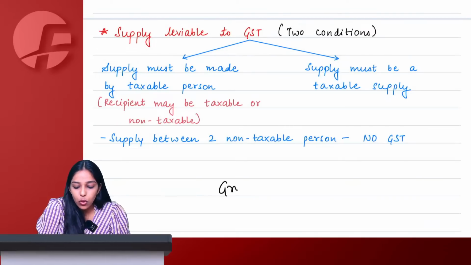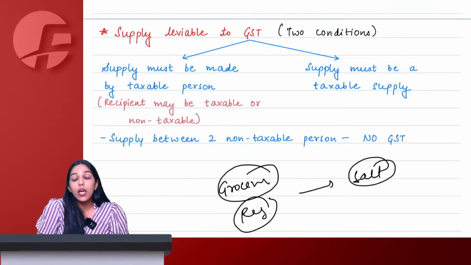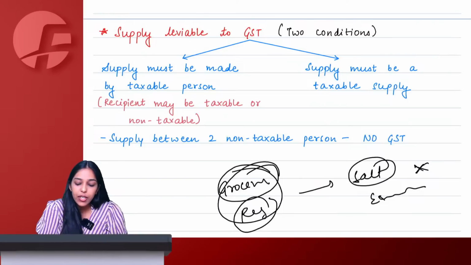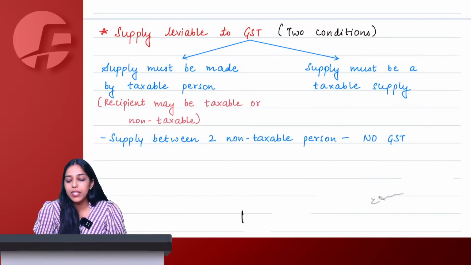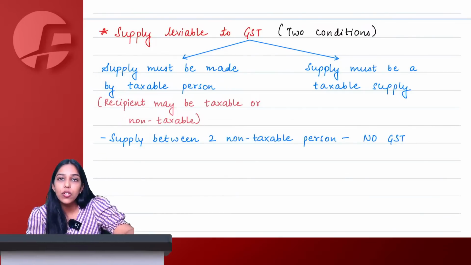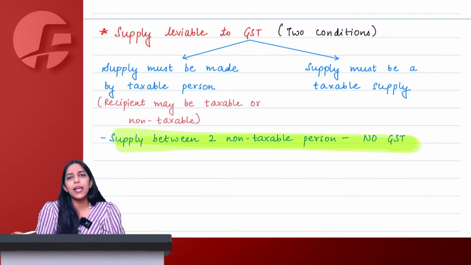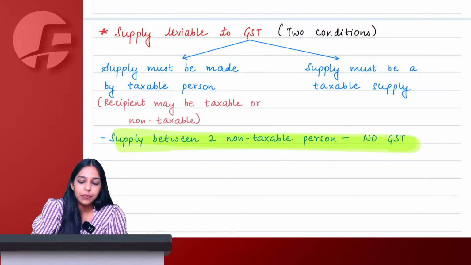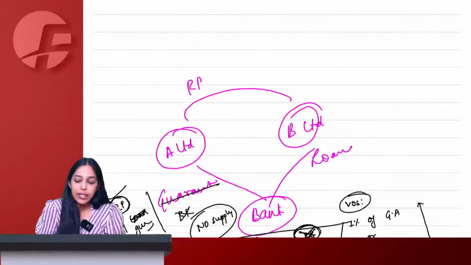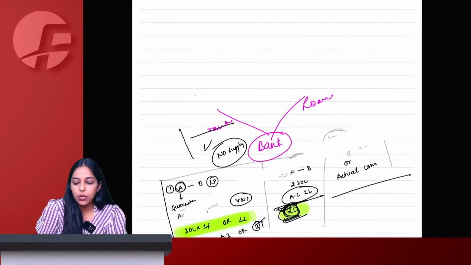So let us say a grocery owner. He is registered under GST, but he is selling salt. Now, salt particularly is exempt under GST. So he cannot collect GST on salt even if he is registered. So both conditions have to be satisfied. Goods or services have to be taxable and the person supplying these goods or services also has to be taxable. So basically, if a non-taxable person makes a supply, or the supply is non-taxable, then no GST. Clear? And here we officially finish the entire chapter of supply under GST along with all the clarifications and notifications.